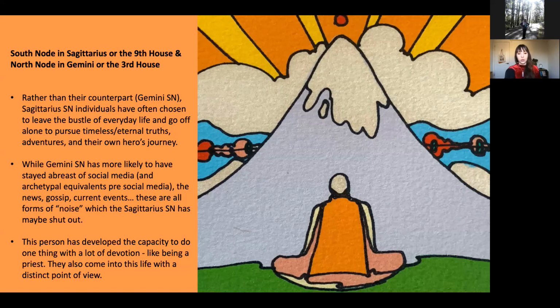And so the Gemini South Node counterpart has been more likely current with social media or past equivalents of social media, the sense of being on the pulse of what's happening in society, current events, gossip, any of that kind of thing. And these are all elements of noise that the Sagittarius South Node person has potentially tuned out. And this can be really magical.